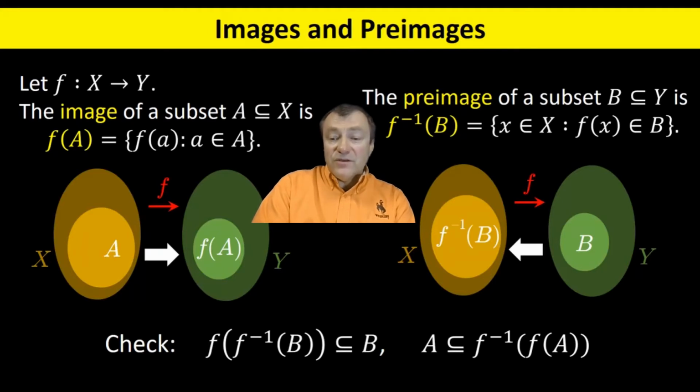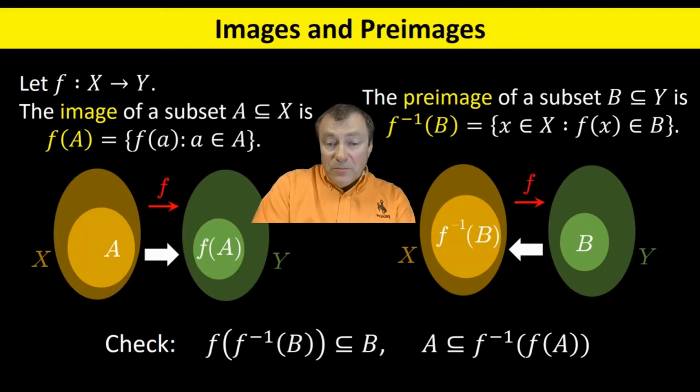Similarly, if you start with a subset A of X, take its image and then take the preimage of that image, you won't get back to the same set A you started with. Instead, in general, what you'll get back is a superset of A, something containing A.